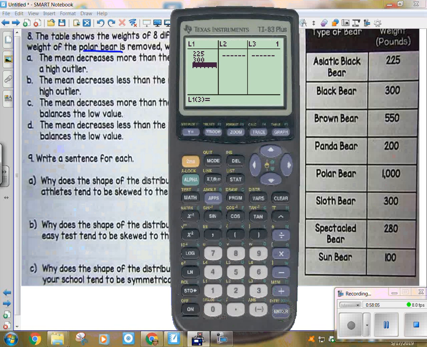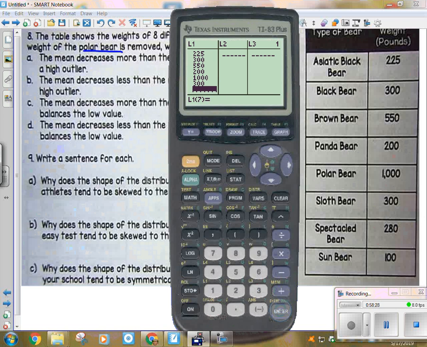300, enter. You should have a calculator in your hands. You should be actually typing these numbers in at the same time I am, so that you are getting that practice and your fingers will know what buttons to press. I'm talking into 550, enter. 200, enter. 1,000 pounds. Wow, he's big. So polar bear's a big guy.